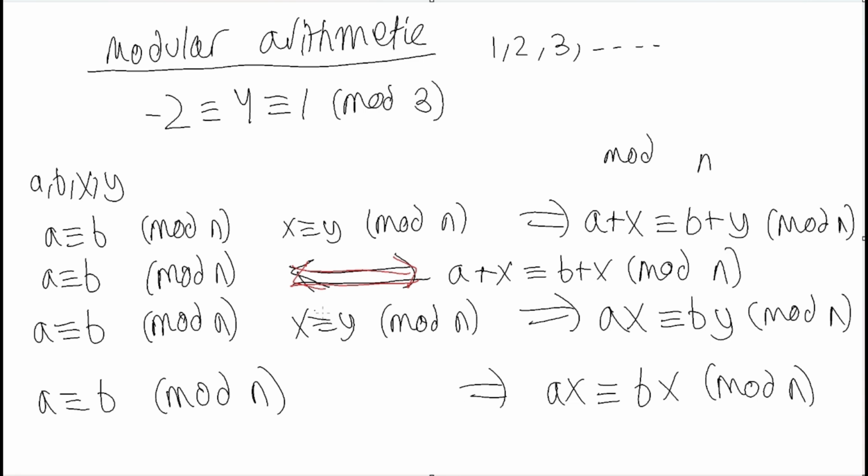But how come I never did this if and only if arrow here, just like how I did over here? How come I never put an if and only if over here? The reason why this happens is because multiplication can act really weirdly. So for example, suppose we're taking mod 4, so n is equal to 4.